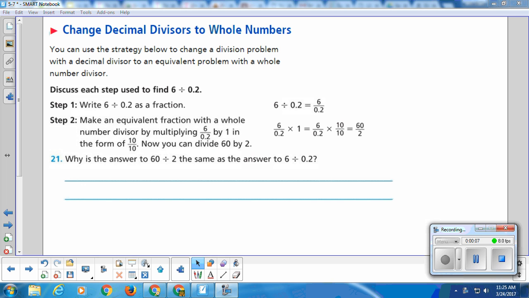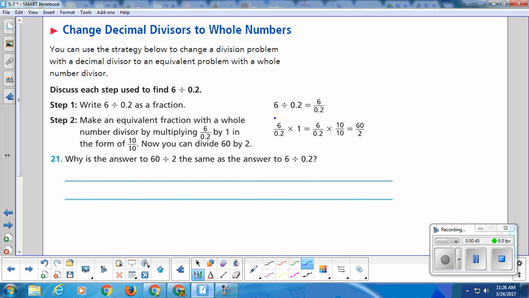But when we have a divisor that has a decimal, there are some procedures we need to handle, okay? You can use the strategy below to change a division problem with a decimal divisor to an equivalent problem with a whole number divisor. So, 6 divided by 2/10 can be written as a fraction.